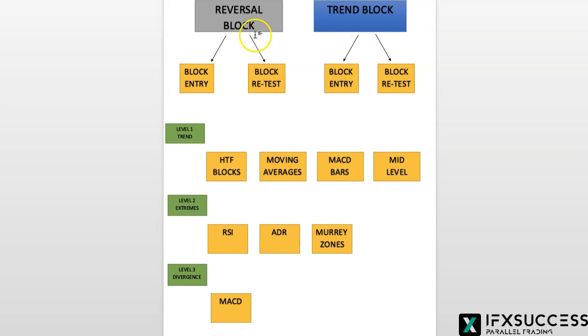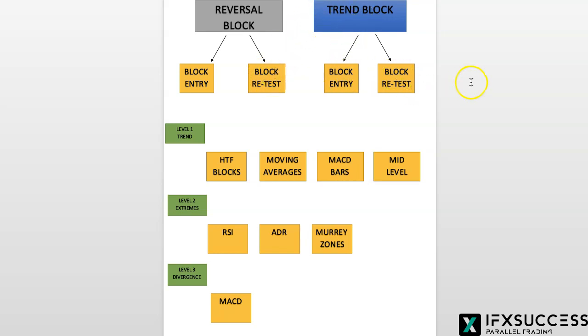The next thing we have to think about is, do we want to enter on a block entry? What is the block entry? That means the first entry, or the first alert that we get when we get a reversal block alert. Or we have to decide if we want to enter on a block retest. That means the next entries, second or third entry, when the market reverses or tests that block. So it will be a retest of that block, okay? And the same thing goes for the trend block.